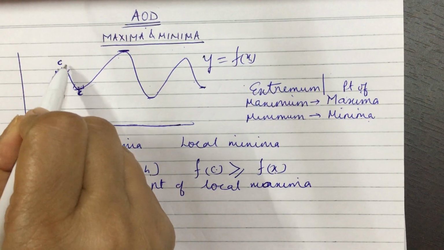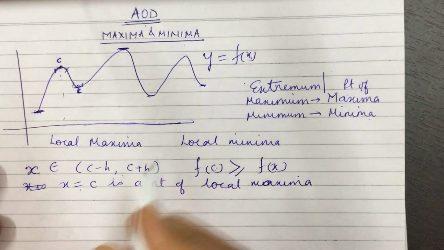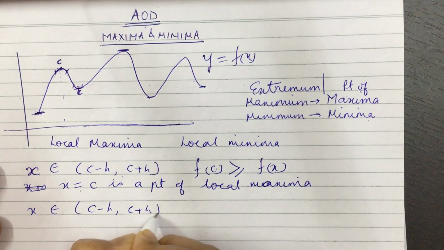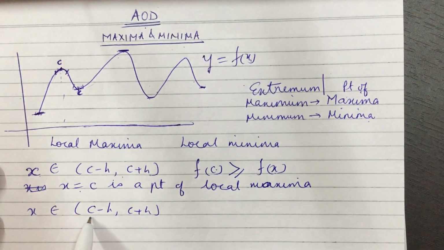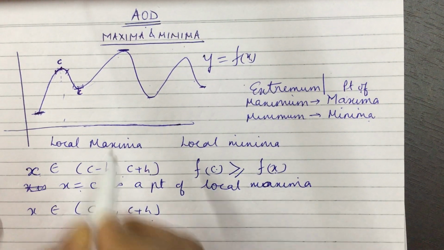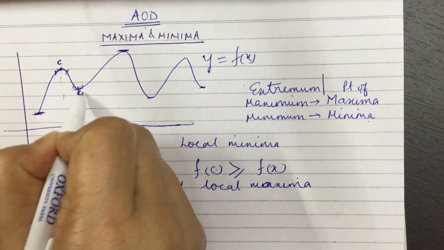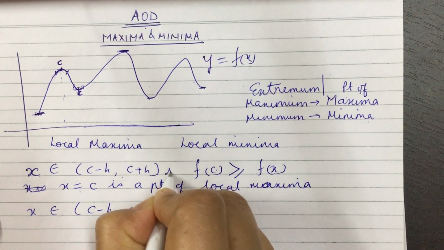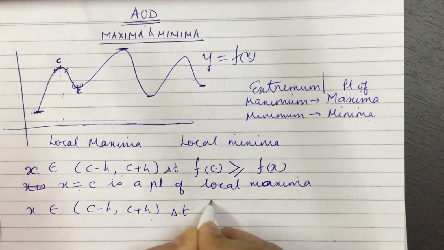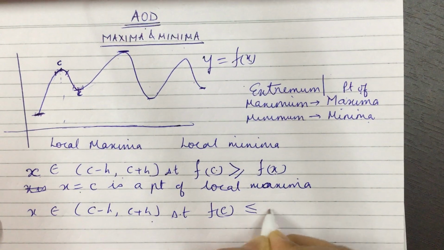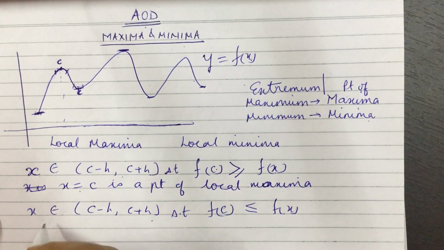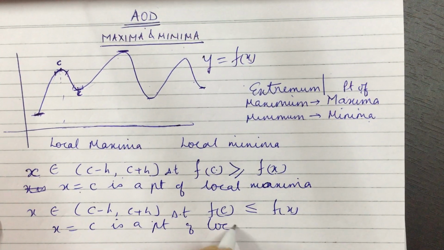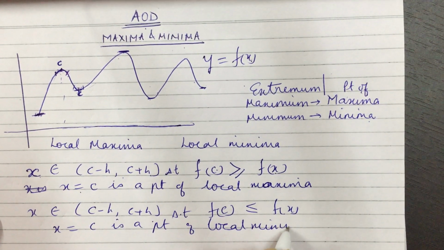Why do we say local? Because we are looking at the immediate neighborhood. Whereas if x belongs to a small interval (C minus h, C plus h), which is the immediate neighborhood of the point C, such that f(C) is less than or equal to f(x), then the point x equal to C is a point of local minima, as you can clearly see from the figure above.